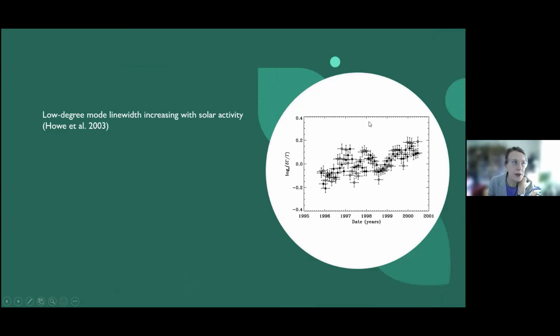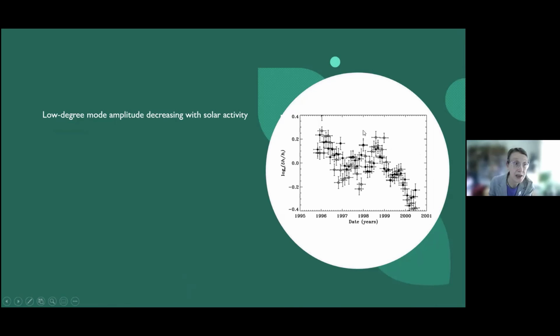So move on a few years, and you can fairly clearly see the line width increasing with activity in low degree modes from various sources, measuring both the BiSON spectrum, which is a low degree spectrum, sun as a star, and also taking the 0 degree spectra from GONG and MDI, and they're all doing the same kind of thing. And the amplitude decreasing with activity, going up to the maximum of cycle 23.